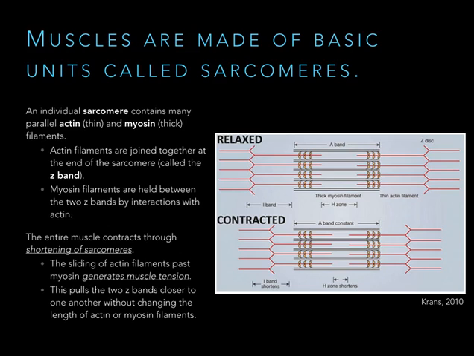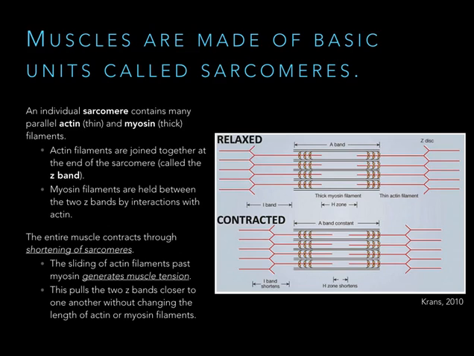The basic building blocks or the individual units in muscles would be sarcomeres. Here we're looking at two sarcomeres, one that's relaxed and one that's contracted. What you're going to notice is that there are two types of filaments. There are the thin actin filaments and the thick myosin filaments. The thin actin filaments of one sarcomere will be joined to another with this sort of zigzagged structure called the Z-band. The myosin filaments are all contained within one sarcomere, and they're going to be held between the two Z-bands.